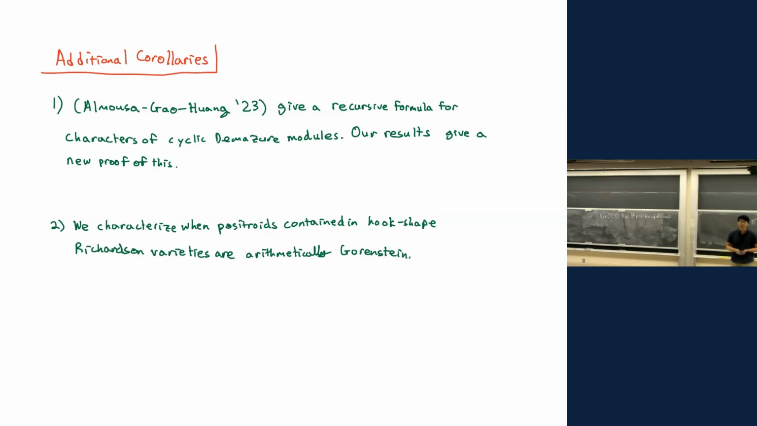And then the second thing is we also can characterize in certain cases when positroids are arithmetically Gorenstein. So this was previously done for Schubert varieties and Richardson varieties in the Grassmannian by Develin, and we can do it for some positroids. Thank you.